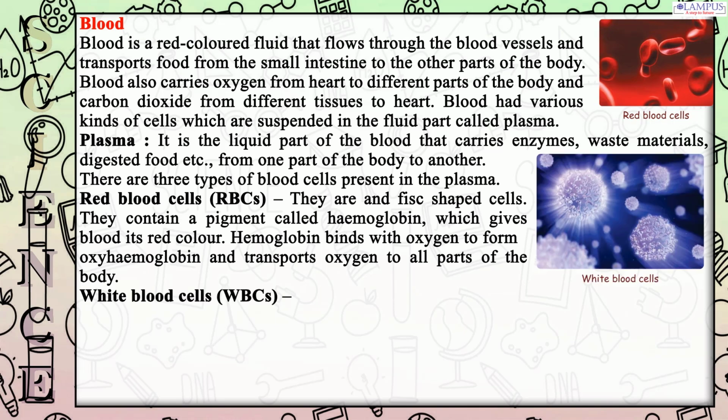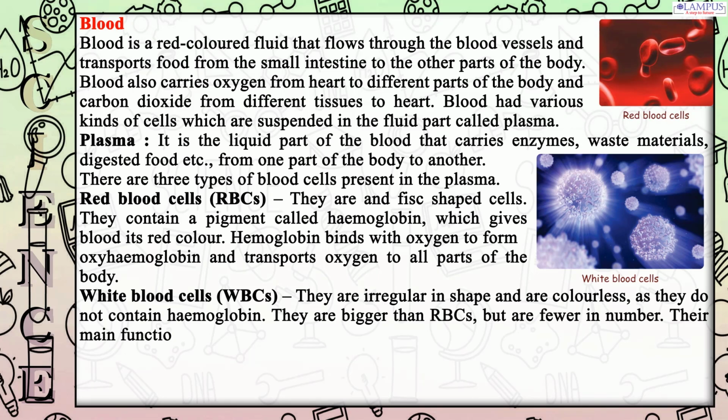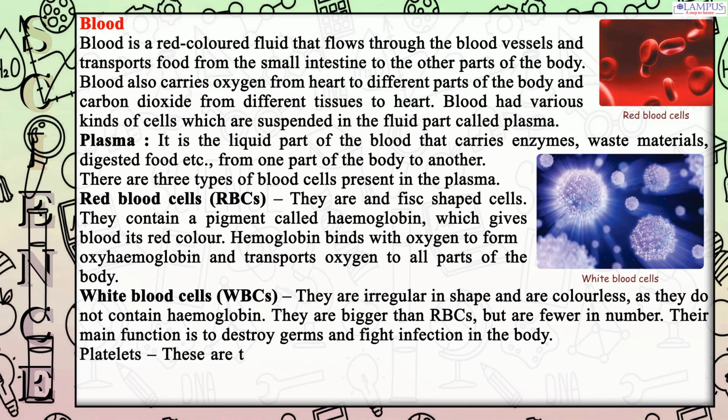White blood cells, WBCs, are irregular in shape and are colorless, as they do not contain hemoglobin. They are bigger than RBCs, but are fewer in number. Their main function is to destroy germs and fight infection in the body.